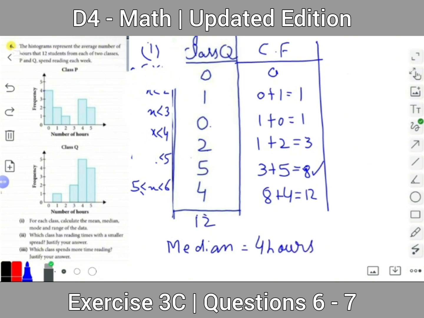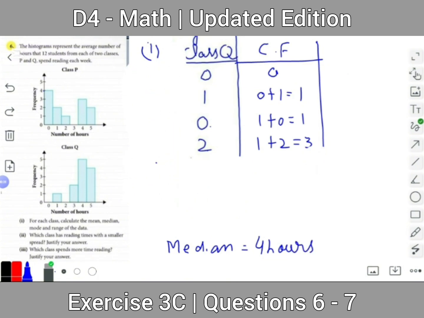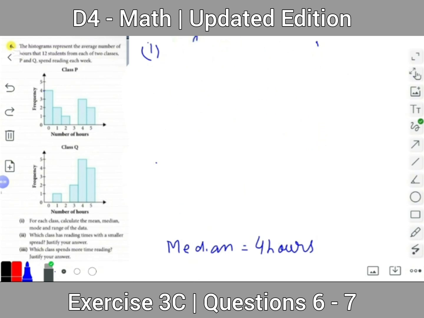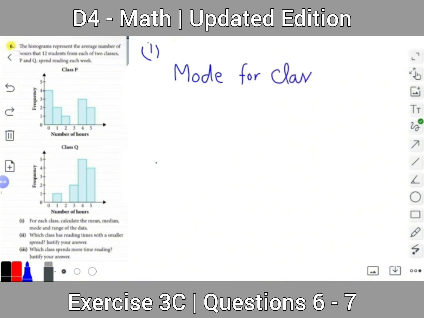Now to find out the mode for the class Q, we have to find out the value with the highest frequency, the number of hours. So the mode for class B will be equals to, so here we have the highest frequency corresponding to the number of hours, and that is 0. The highest frequency is 4, so the mode for the class B is equals to 0.